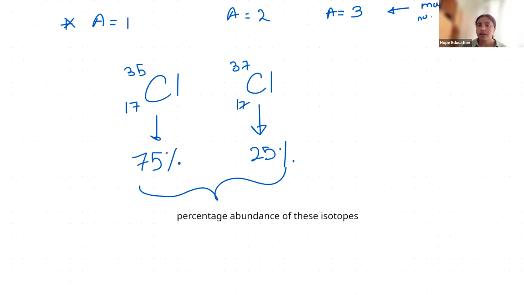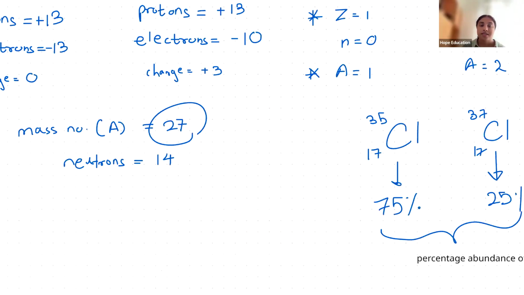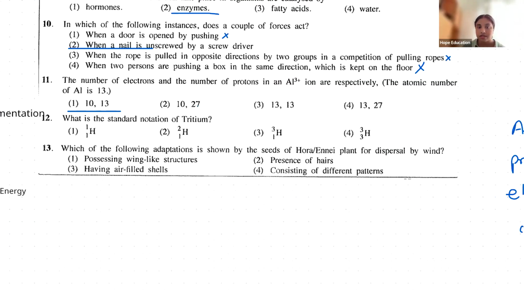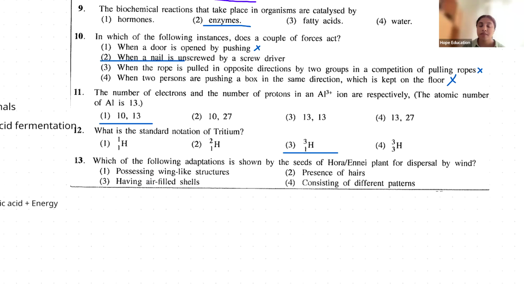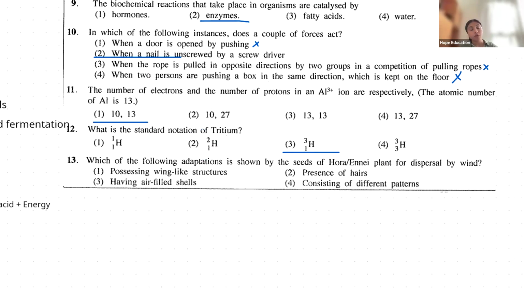What are the other isotopes that we learned? Remember carbon, I mentioned. There is carbon 12, there is carbon 13, and there is carbon 14. So actually so many elements have isotopes. Isotopes have the same atomic number but different mass numbers. Okay. So anyways, in the question, they're asking the standard notation of tritium. Yes, therefore it's this. This is protium, this is deuterium. Hydrogen wala atomic number will never be 3. It's 1. Last one.